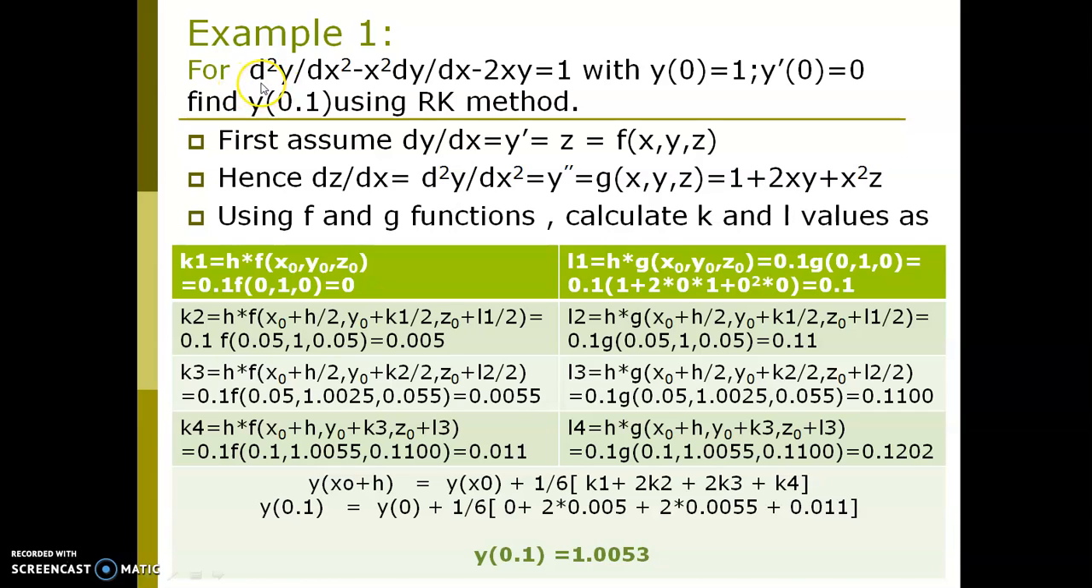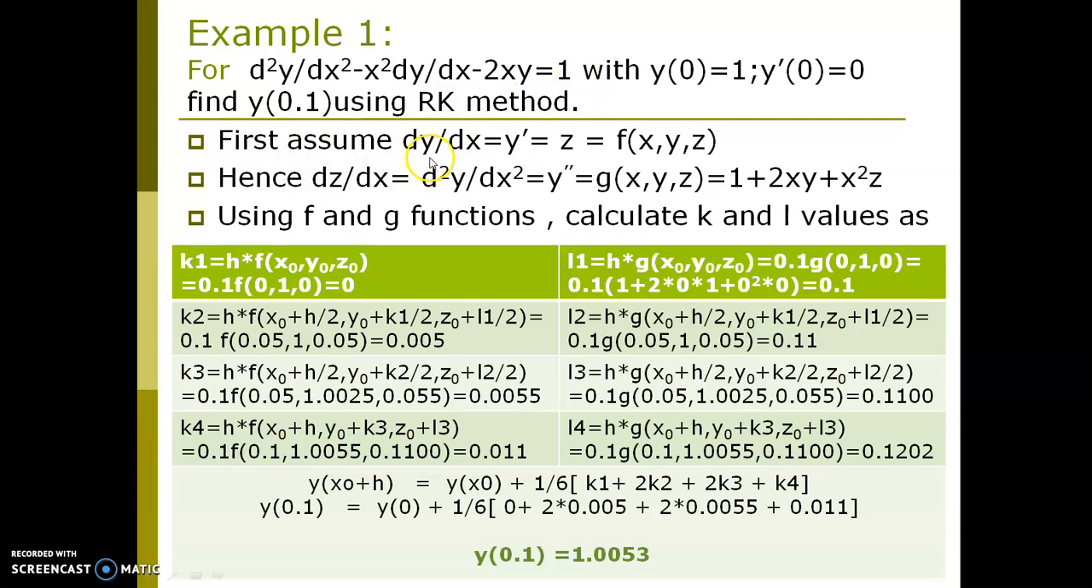Now this is the equation: d square y by dx square minus x square dy by dx minus 2xy equal to 1 as the given second order differential equation. These are the initial conditions. Y of 0 is 1, y dash of 0 is 0. That means the x0 value is 0. And you evaluate y at point 1 using the fourth order Runge-Kutta method.